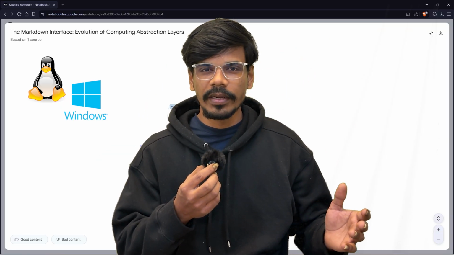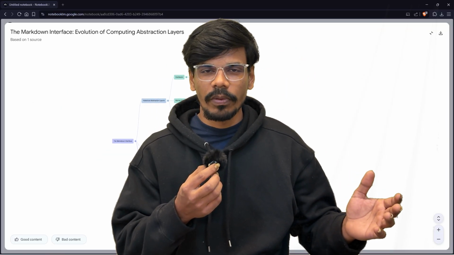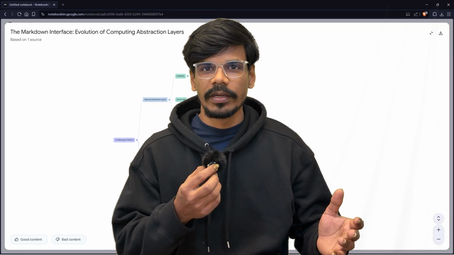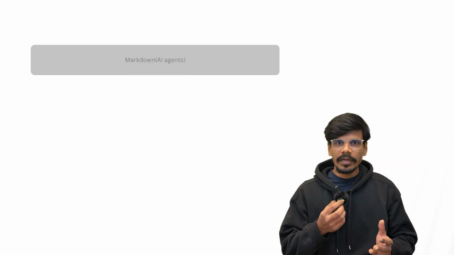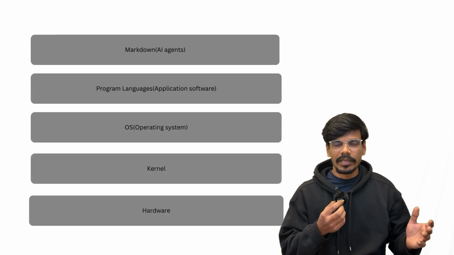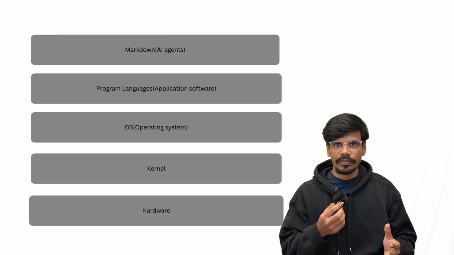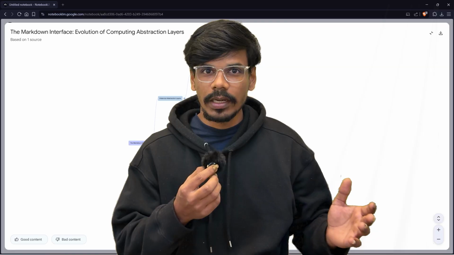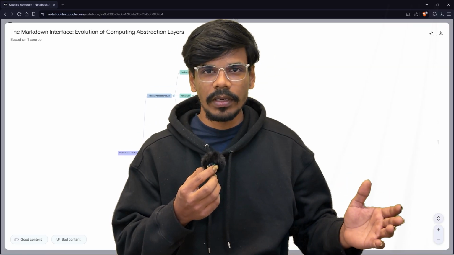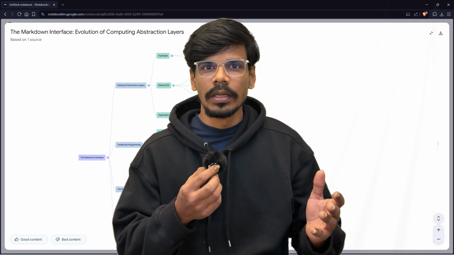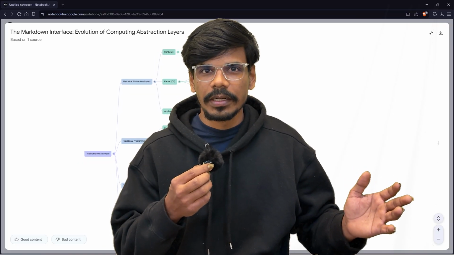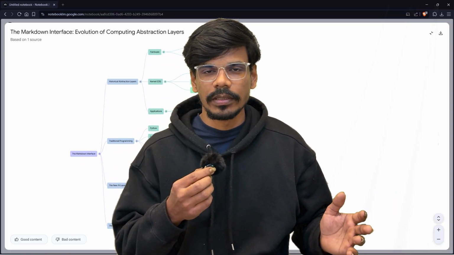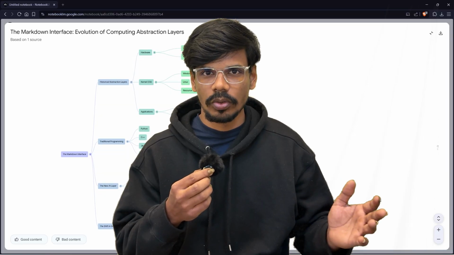So the Linux operating systems were built on top of the Linux kernel, and the Windows operating system was built on top of the Windows kernel. These operating systems access the hardware resources through these kernels. The operating system cannot directly access the resources of the hardware, but actually depends on the Linux or Windows kernels accordingly. After that, developers started developing applications such as Notepad or VS Code.